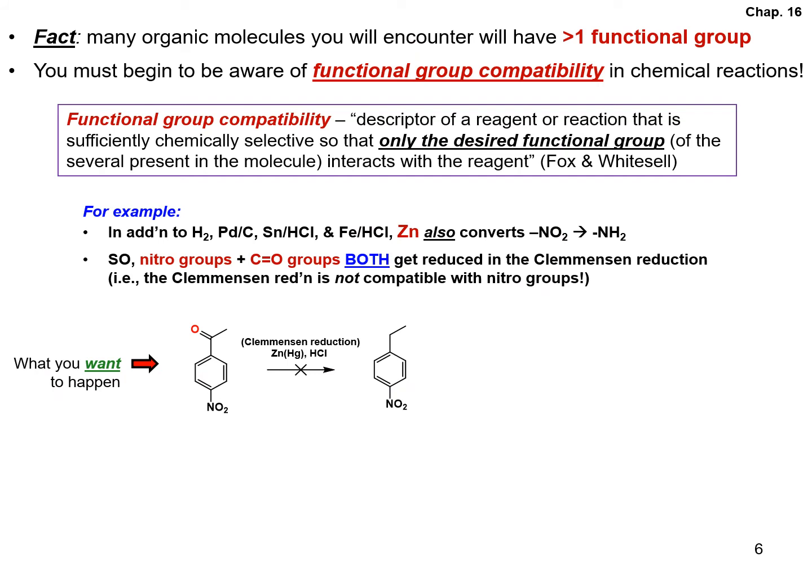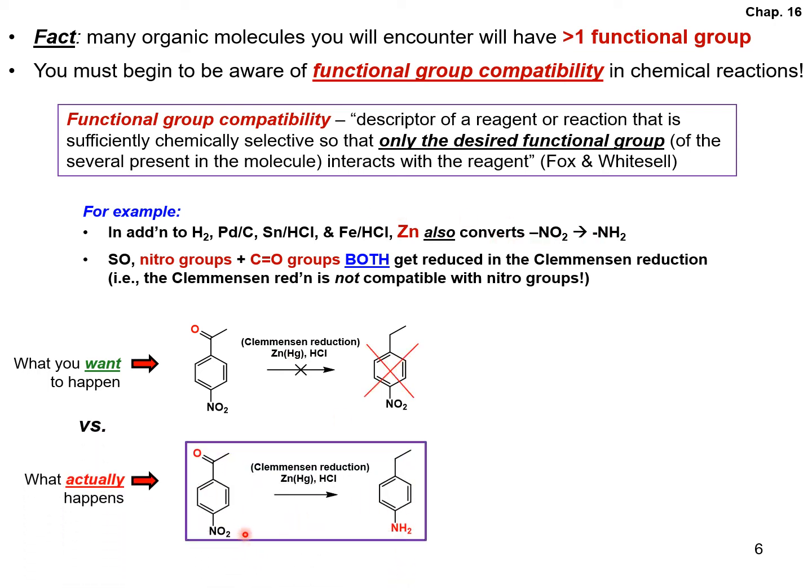Many organic molecules contain more than one functional group. So when you perform chemical syntheses, you have to keep in mind the concept of functional group compatibility, and that some reagents will react with more than one functional group in the molecule. For example, you may want this to happen, selective reduction of this ketone to hydrocarbon, and your book says Clemmensen reduction will do that, but your book also says that this zinc will also reduce nitro groups to amino groups, and therefore you would end up with both functional groups being reduced.